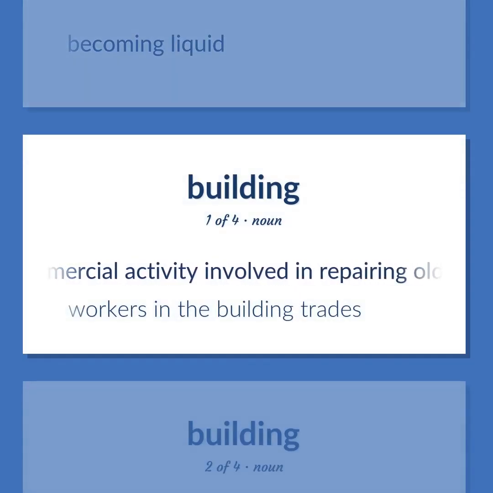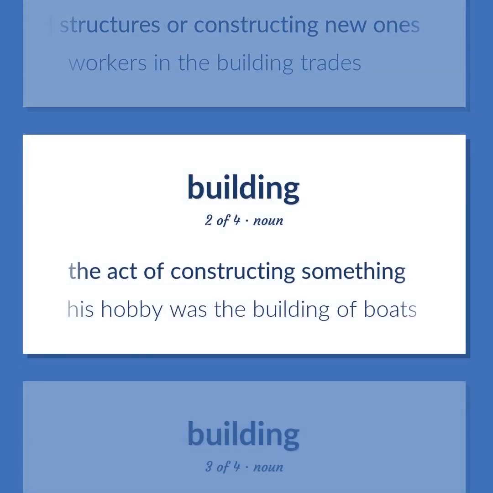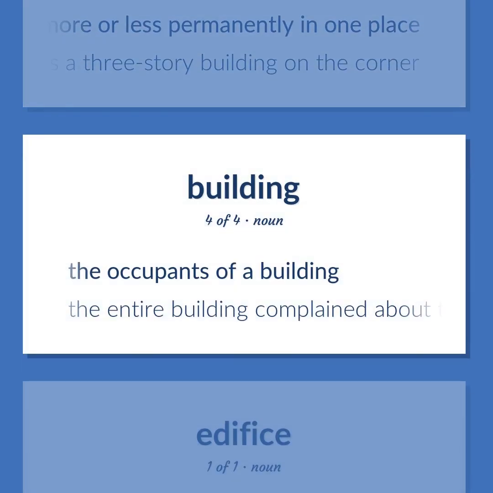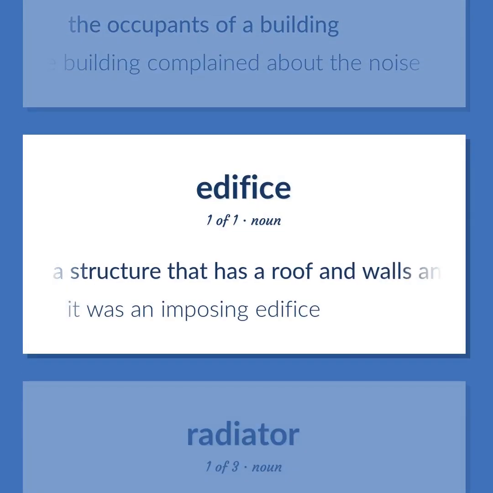The commercial activity involved in repairing old structures or constructing new ones. Workers in the building trades. The act of constructing something. His hobby was the building of boats. A structure that has a roof and walls and stands more or less permanently in one place. There was a 3-story building on the corner. The occupants of a building. The entire building complained about the noise. A structure that has a roof and walls and stands more or less permanently in one place. It was an imposing edifice.